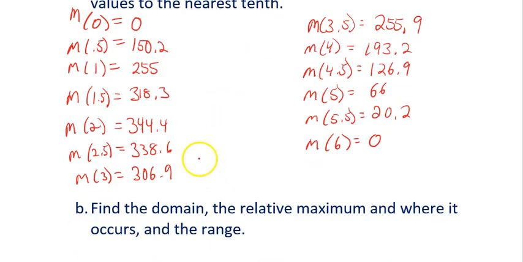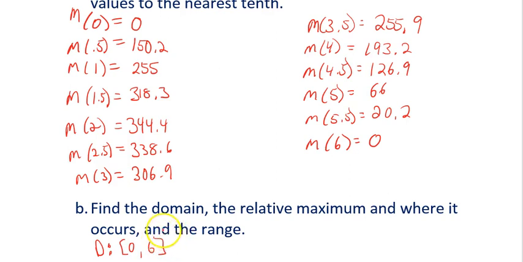Okay, part B is asking us to find the domain, the relative maximum, where it occurs, and the range. So the domain, if we look at these input values, we started off with 0 and initially took that and it started to work in the system. It went up into the system and then started working its way out, and by hour 6 we were back to 0. Our domain is those times, so the domain is 0 to 6. So it was in our body from 0 hours to 6 hours, and then that was the end of it.